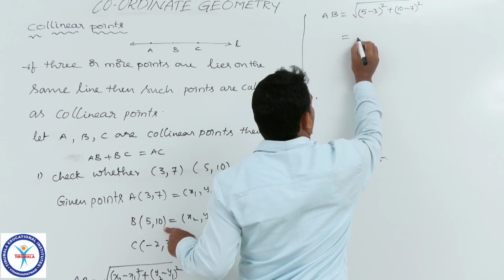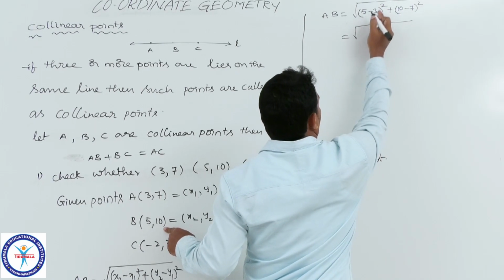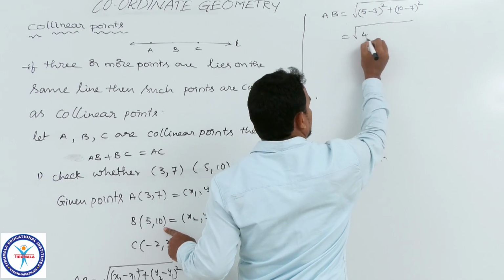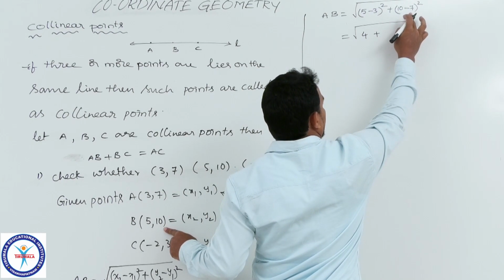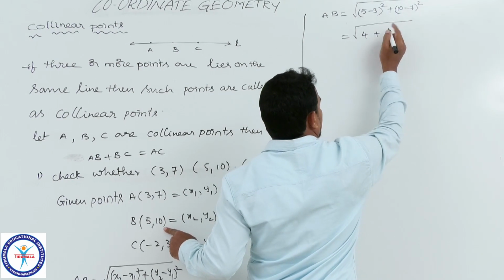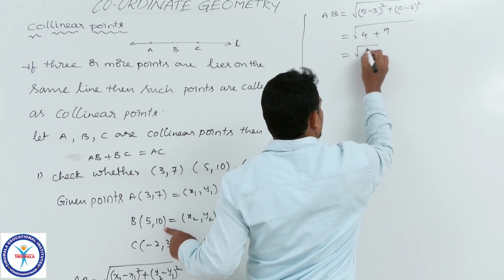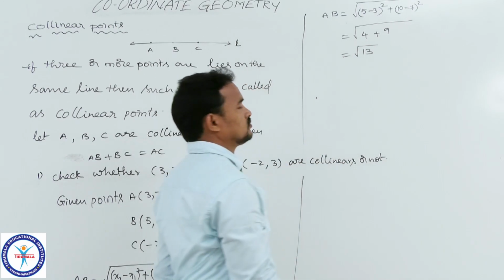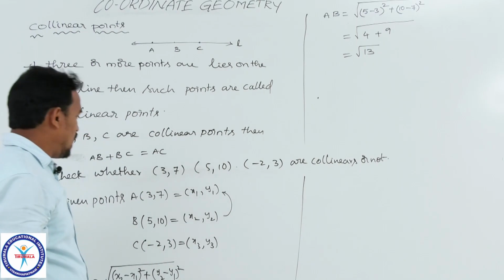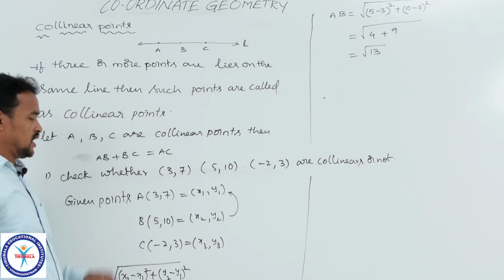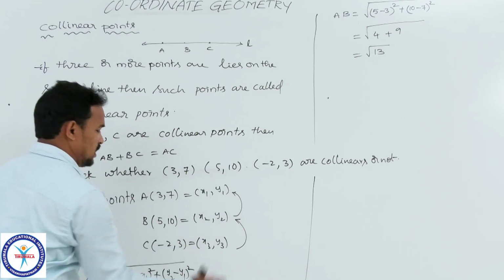So that equals root over 5 minus 3 means 2, 2 square means 4, plus 10 minus 7 means 3, 3 square means 9. That is nothing but root 13. After that, find the distance from B to C. Here, B to C we find.